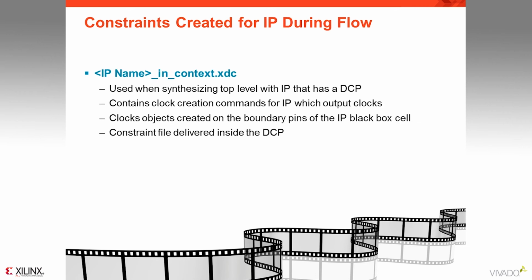The final file that can be created automatically during the flow for an IP is the in-context.xdc file. This file is used when synthesizing the top level with IP which has a DCP. The file contains clock creation commands for the IP from which a clock originates. These clock objects are created on the boundary pins of the IP black box cell. This constraint file is created when the IP DCP was produced and is delivered inside the DCP. This file is not needed during implementation as the IP is linked and there is no longer a black box.